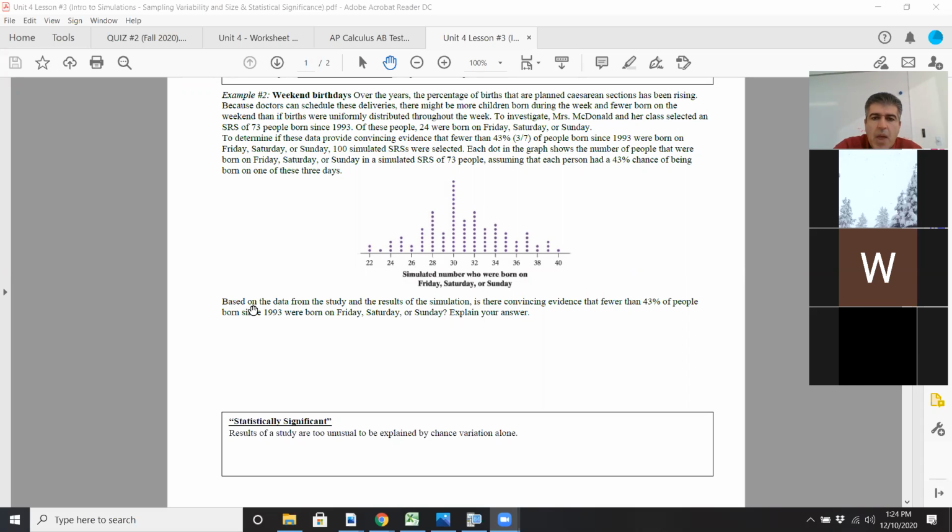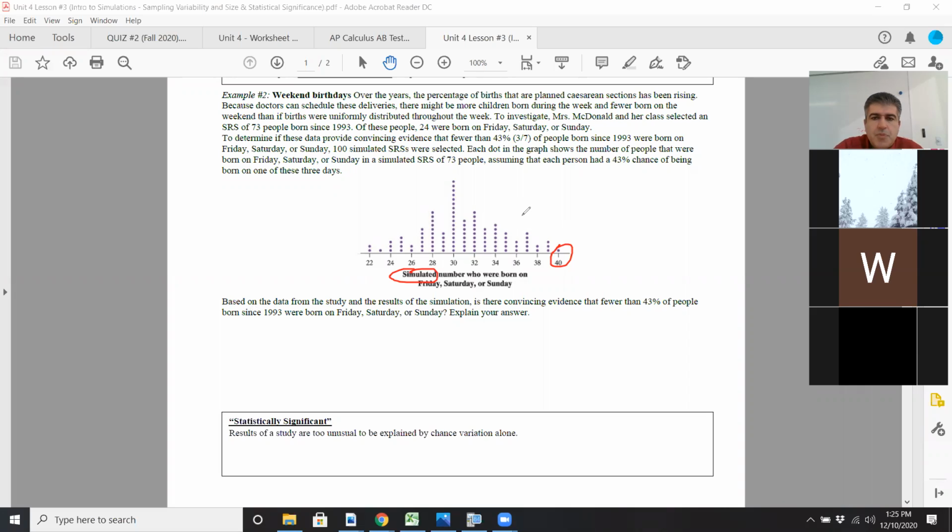And we want to see if there's convincing enough evidence that fewer than 43% were born on a weekend. So you ran 100 simulations. And again, you're interviewing 73 people, but you're running the simulation 100 times, and you're seeing how many of those 73 people were born on a weekend. So for example, these represent different simulations. In one of your simulations, 40 people were born over a weekend.